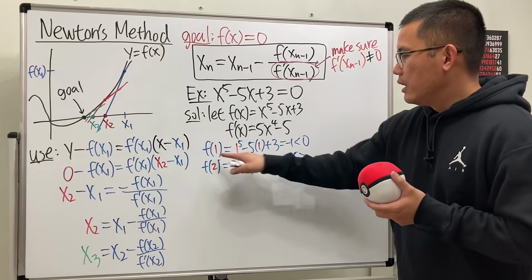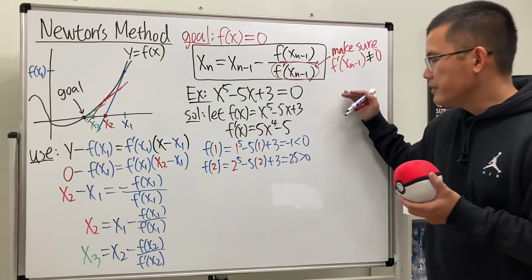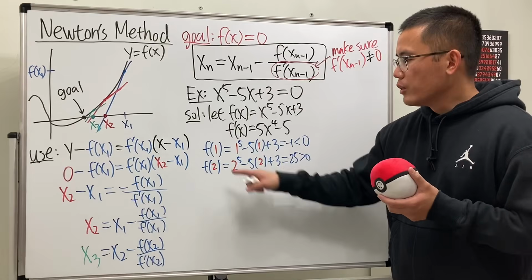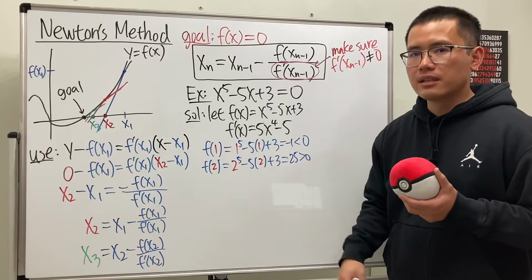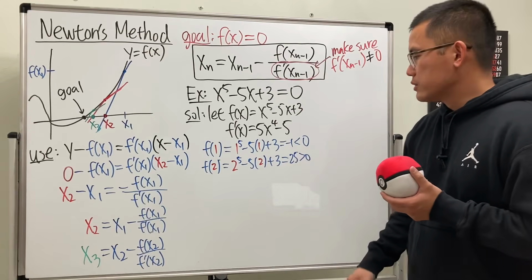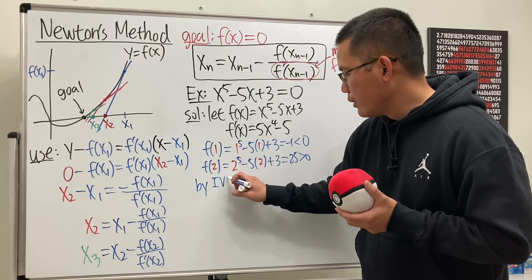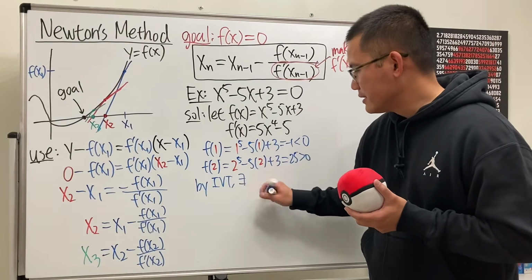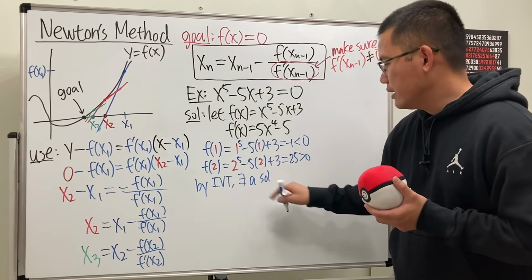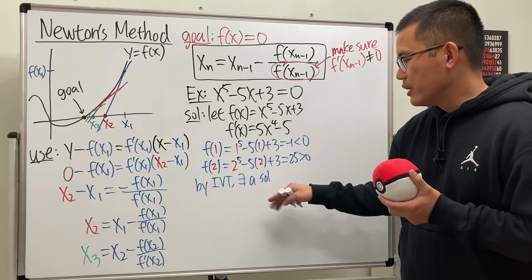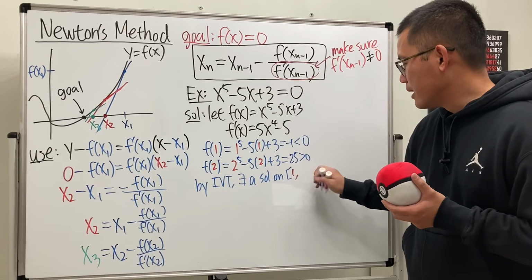So as you can see, this right here is below the x-axis, and this right here is above the x-axis. So in between x equal to 1 and x equal to 2, we must cross the x-axis somewhere at least one time. So I will just say, by the intermediate value theorem, there must exist a solution, and when we say a solution, it means at least one solution, on the interval [1, 2].